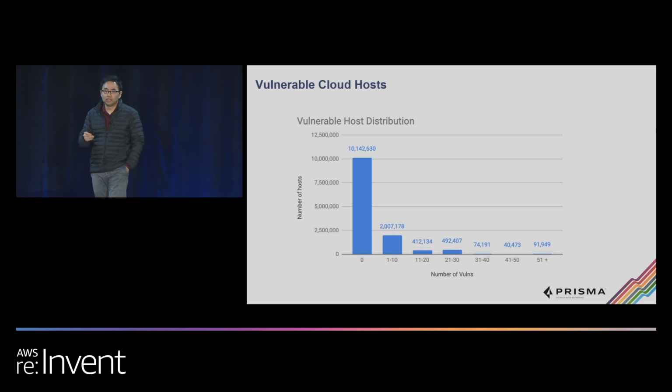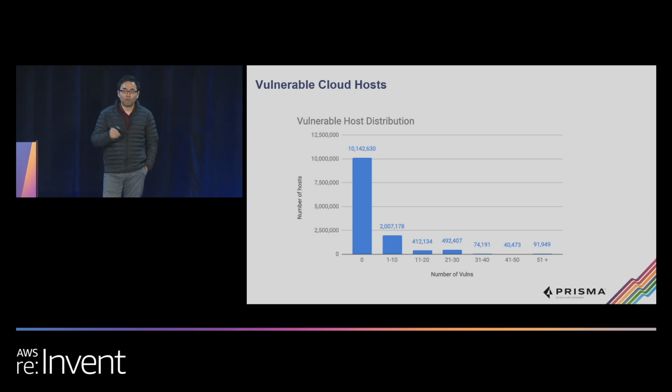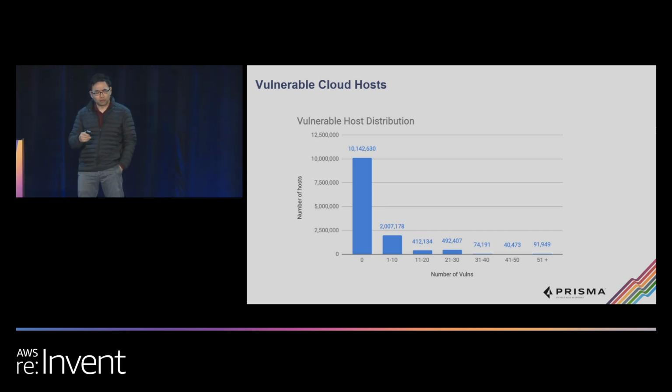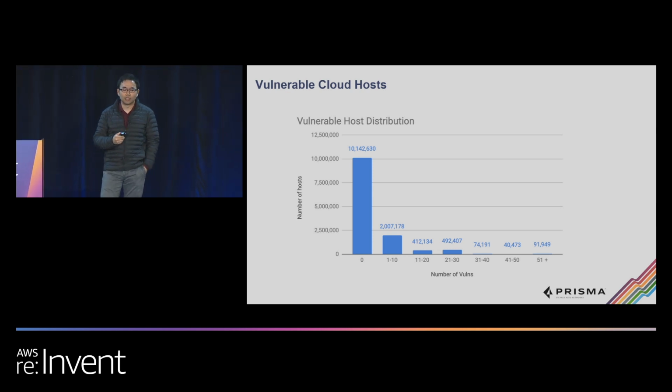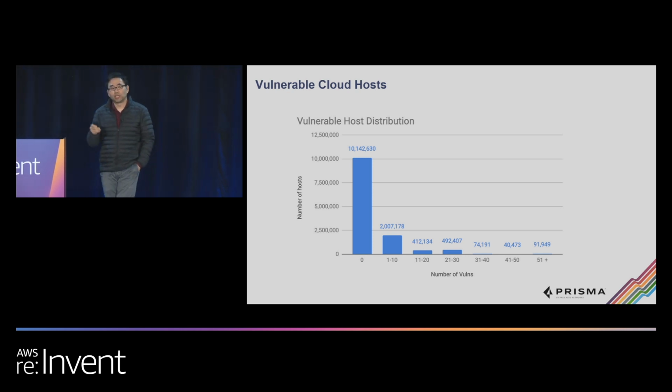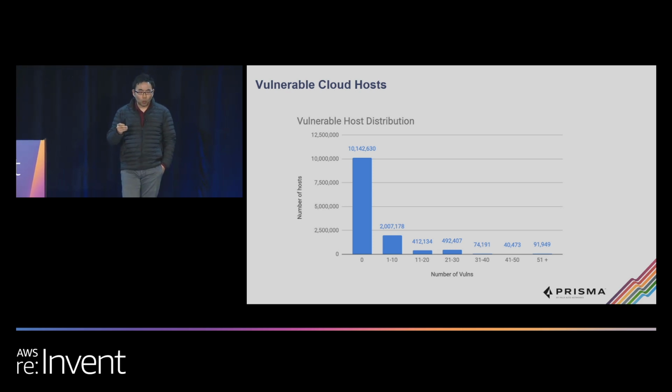This figure shows the number of hosts in public cloud with vulnerabilities. Our scanner identified around 18 million exposed hosts in public cloud. We found that around 3.2 million of these exposed hosts have at least one vulnerability, and about 1 million hosts have at least 10 vulnerabilities or above.